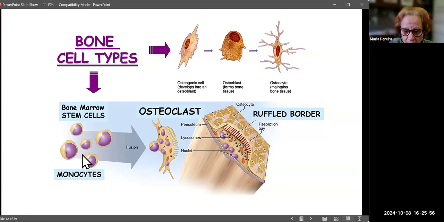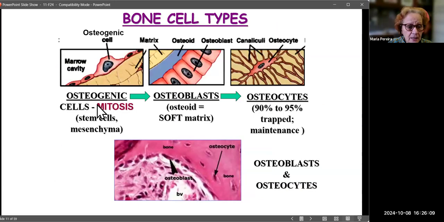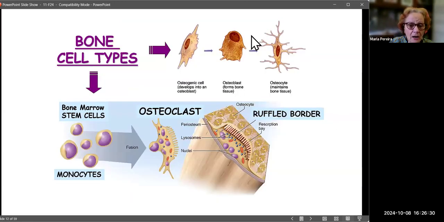Now, let's look at the other type of cells in the bone. So these up here, I'm a little confused. Where do osteogenic cells come from? The osteogenic cells come from mesenchyma. So mesenchyma is the precursor of the osteogenic cells. Okay? So you have mesenchyma that differentiates into osteogenic cells, and then you have this progression. Okay. So now, these are the architects of the bone.